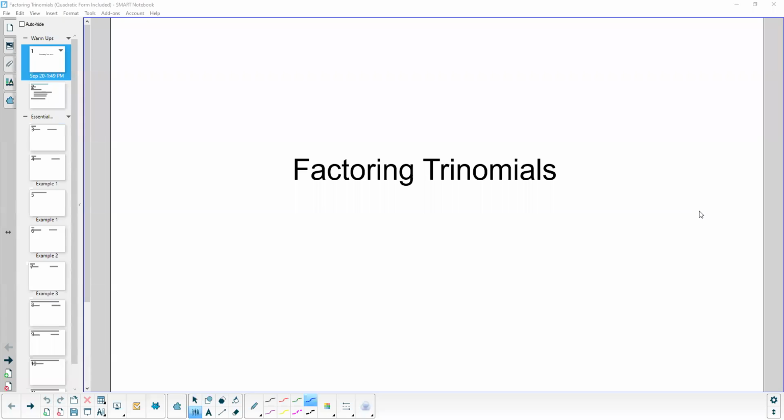Hi, this is Mrs. Kidman, and in this video, we are going to be discussing how you can factor trinomials. Now, we're going to talk about a lot of different ways that you can factor trinomials. The ones that we're looking at are going to be in the form of x squared plus bx plus c to start. Now, I consider these ones to be simple.